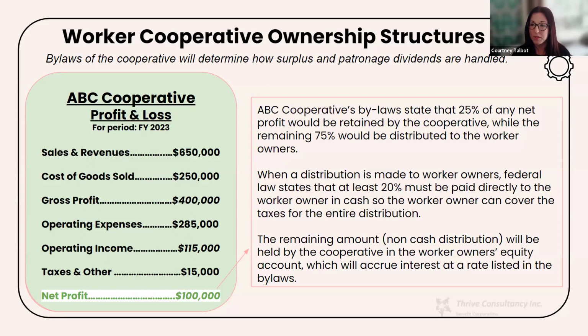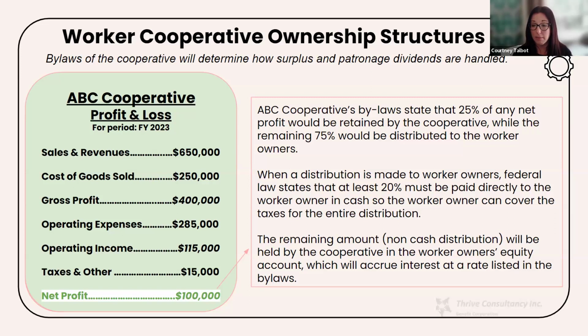So if 25% of the net profit will be retained, the remaining 75% will be distributed to the worker owners, okay? When distribution is made to worker owners, federal law states at least 20% must be paid directly to the worker owner in cash. This is so that the worker owner can cover the taxes for the entire distribution. We're going to go over some specifics about taxes in a minute, but that's very important to know. The fact that 20% of the patronage needs to be paid out in cash is directly for tax-related purposes.